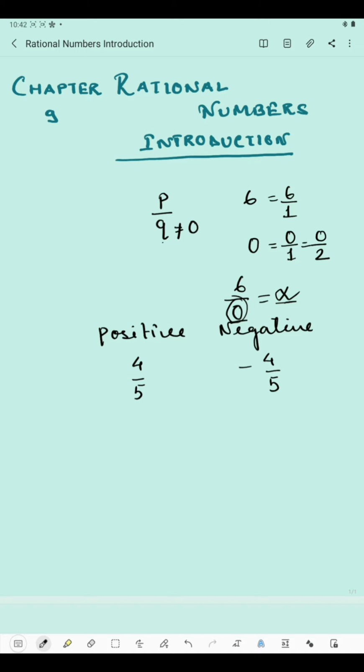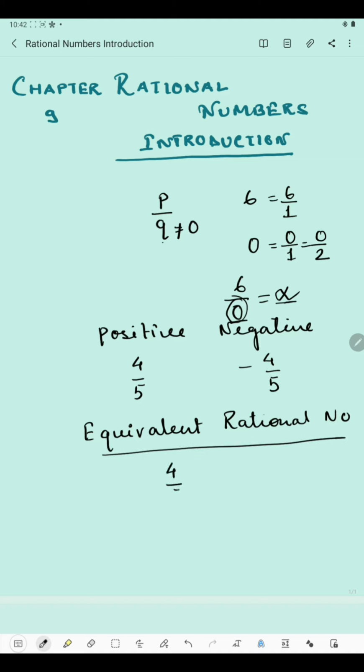Okay. Now our next topic is equivalent fraction. Equivalent means same. This is somewhat the same as fraction. So if I take the number, say 4 by 5, and we multiply the numerator and denominator by the same number, say 3, this 3 can be any random number. Now 4 3s are 12, 5 3s are 15. So this 12 by 15 is an equivalent rational number of 4 by 5.